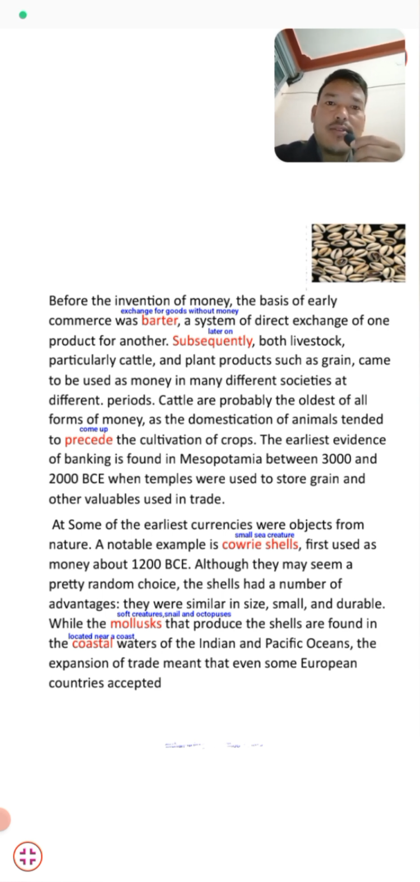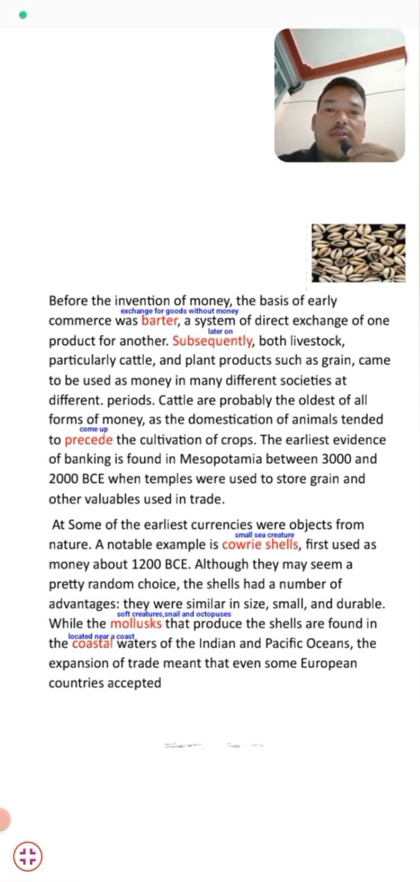Okay, let's talk about the next paragraph here. Before the invention of money, the basis of early commerce was barter, a system of direct exchange of one product for another. Before the invention, meaning before money was invented, there was a system called the barter system, students. That is a system where goods are exchanged without money. If you give someone something, in return you will get something. This is what we call the barter system.